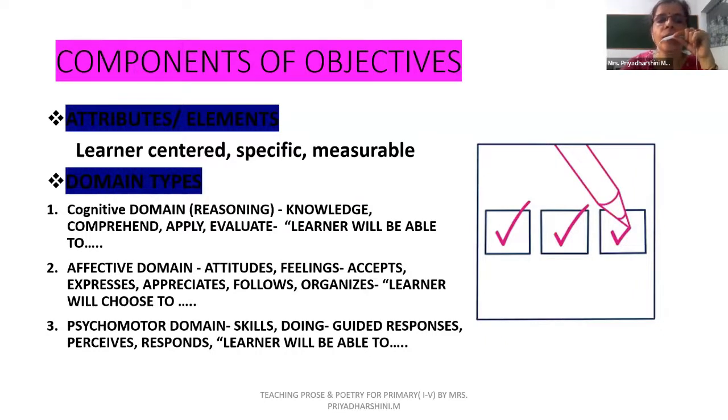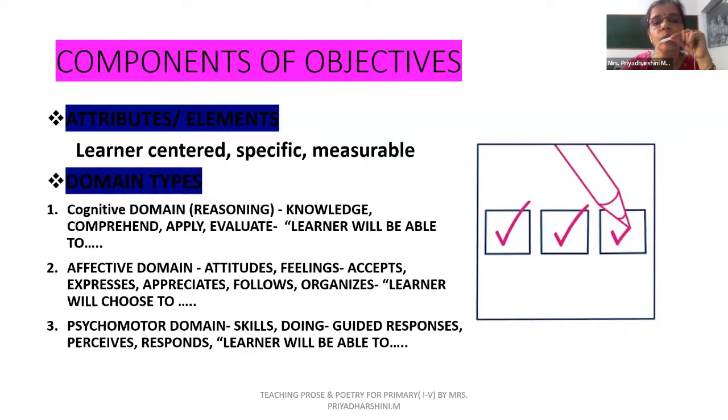Then the affective domain, it caters to attitudes or feelings, especially when you teach a poem. So they will be able to imagine themselves, and think about how the poet has written, the feelings of the poet and all. They'll be able to appreciate the poem. So all these things are the components of the objectives.